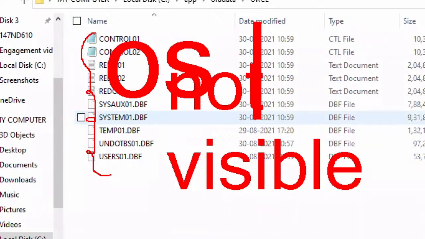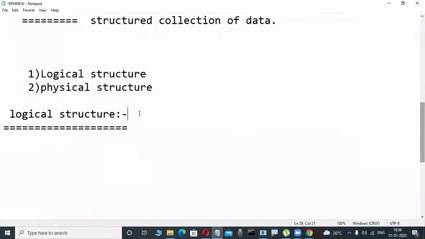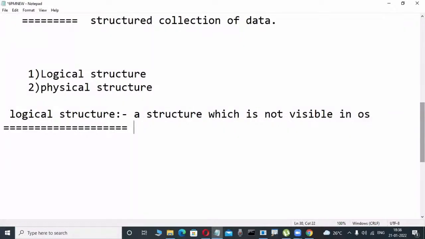That is visible in a database, okay, I agree. But unfortunately, that is not visible in the operating system. That's why, now, what is a logical structure? Don't write it down. A structure which is not visible in the operating system is called a logical structure. Logical structure of the database.